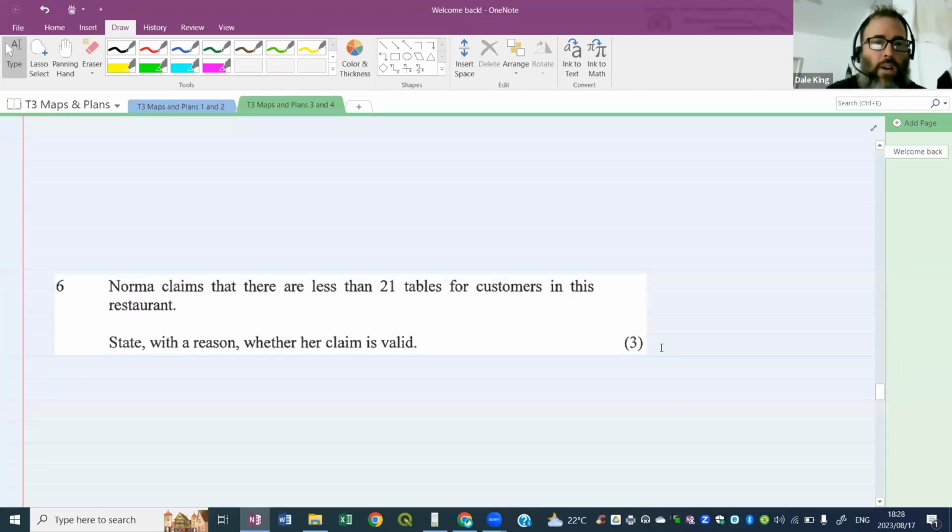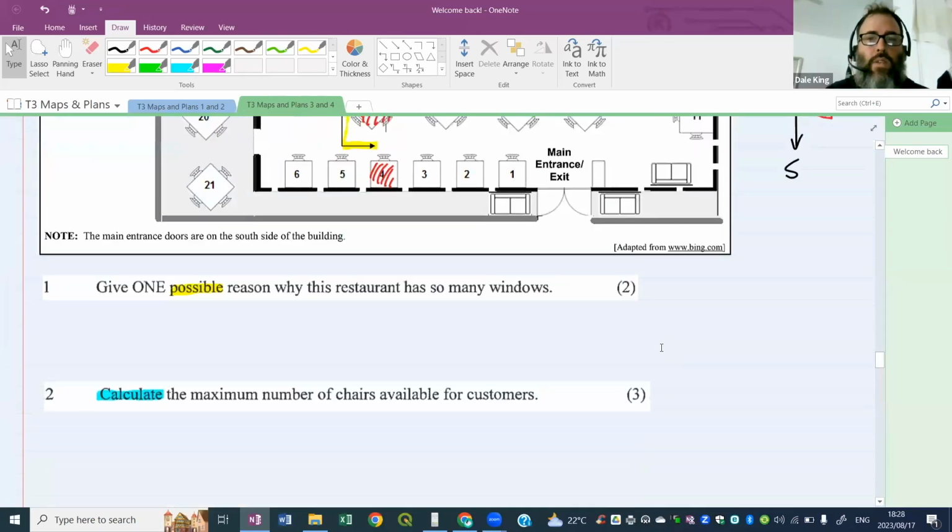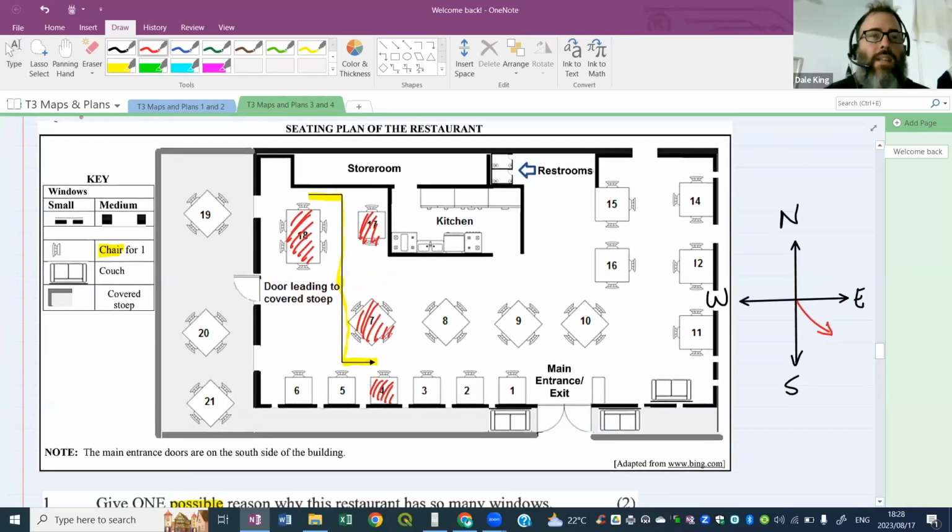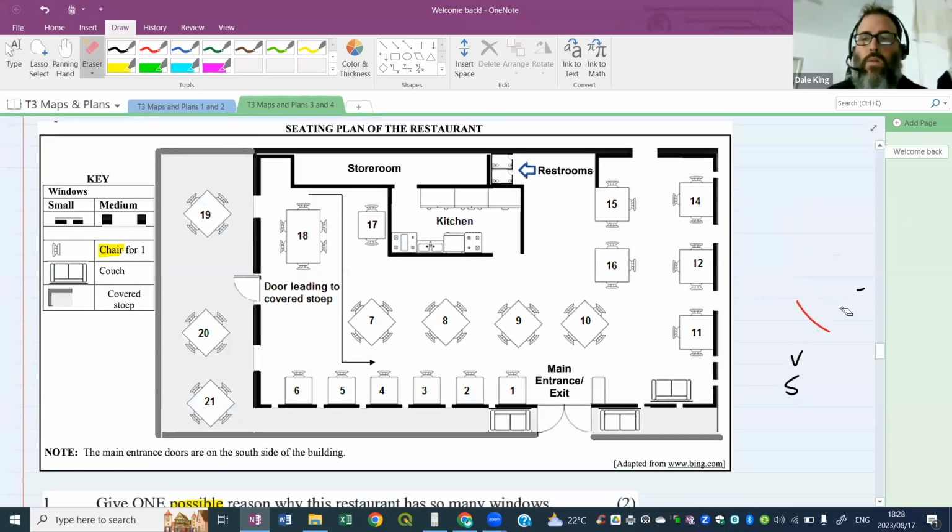Norma claims that there are less than 21 tables for customers in this restaurant. State with a reason whether her claim is valid. Are there less than 21 tables in this restaurant? State with a reason if her statement is valid. Who would like to answer that one? Is Norma's statement valid? There are less than 21 tables in this restaurant. You should be able to look at this and say yes or no and give a reason. 3 marks, 1 for yes or no, 2 marks for your reason.